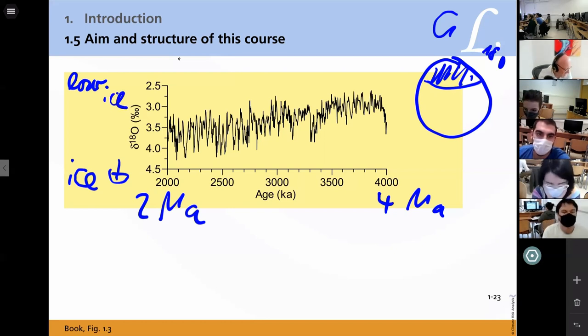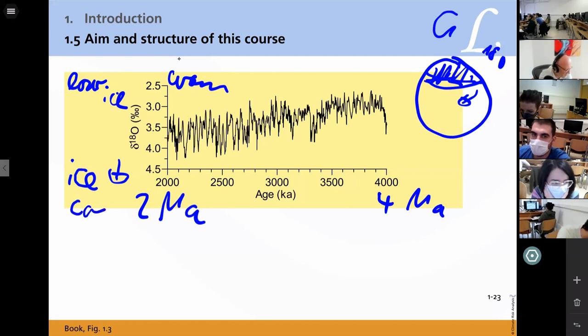Okay, and if it's getting warmer, then some of the water is released and it makes it into the ocean. And then it gets lighter and delta 18O gets smaller. And then we are here, though this is warm. Low ice and warm, and this is much ice and cold. So we see in the curve these ups and downs, and these are the ice ages.